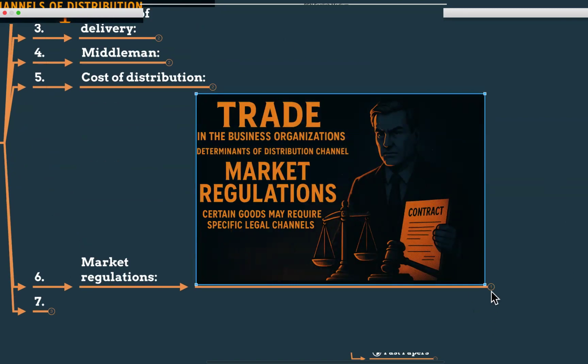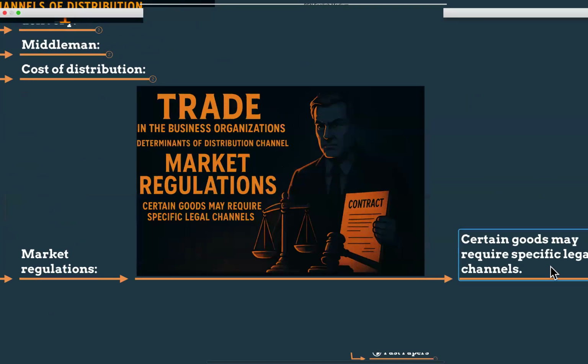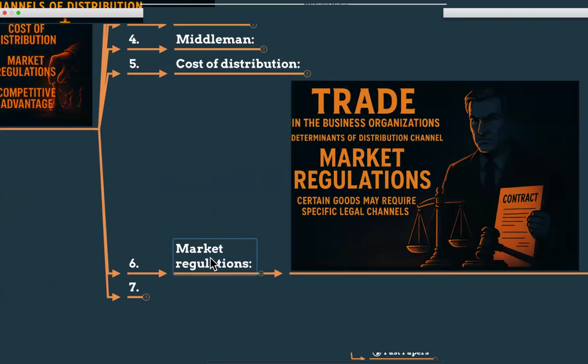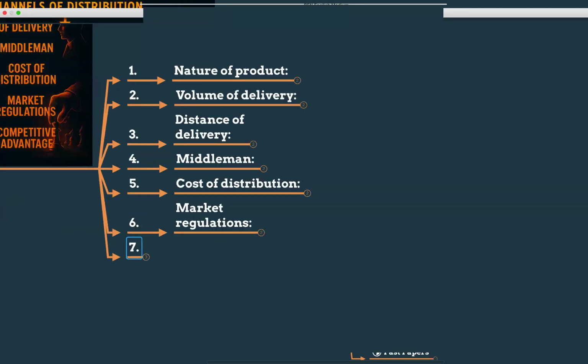Some products need special licenses to distribute. Certain goods may require specific legal channels also. There are some government controls on certain goods. For example, if you are distributing alcohol, it needs special permits for the distribution. You can't just take it, right?